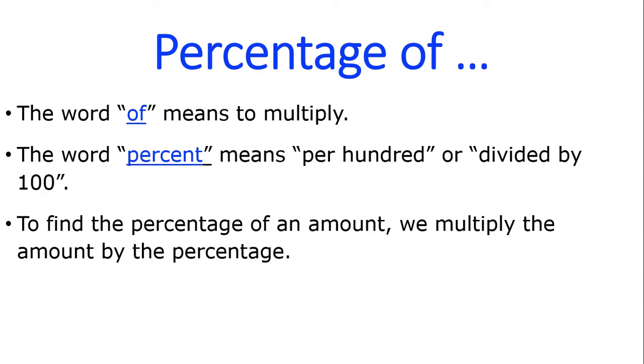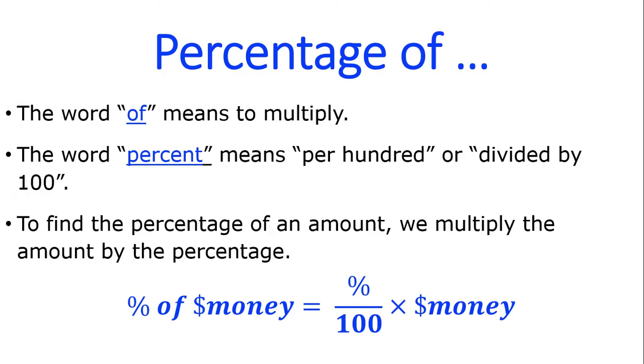So when we talk about percent, we're talking about dividing by 100. So to find the percentage of an amount, we need to multiply, because there's our of, and we're going to multiply it by that percentage. So here's the little formula. Whatever percentage I want to convert, we write that percentage over 100, and we multiply that by the amount of money.